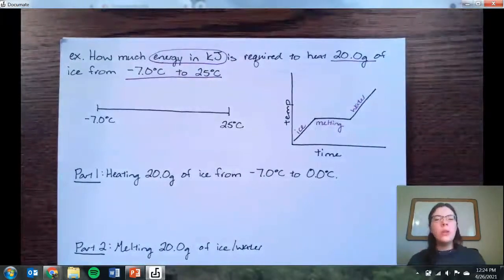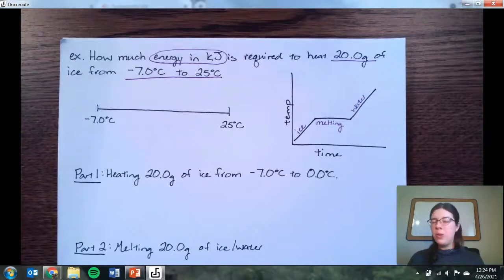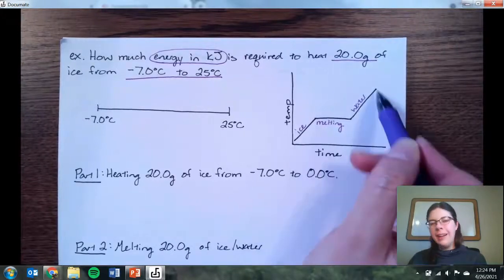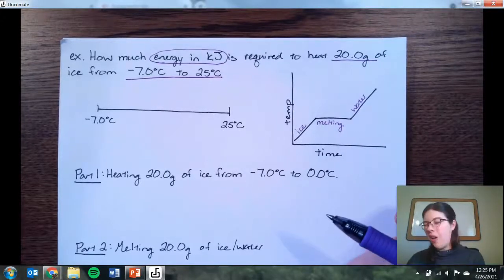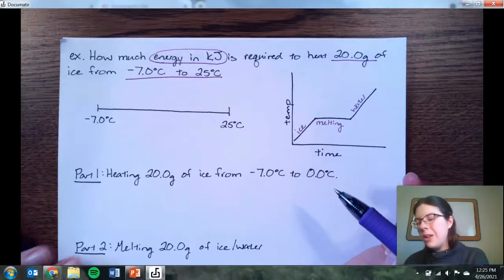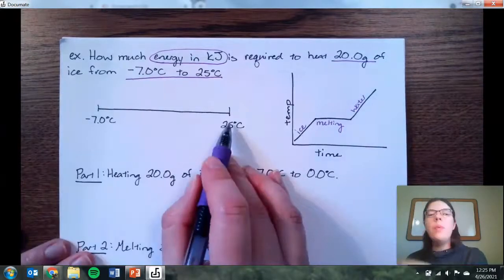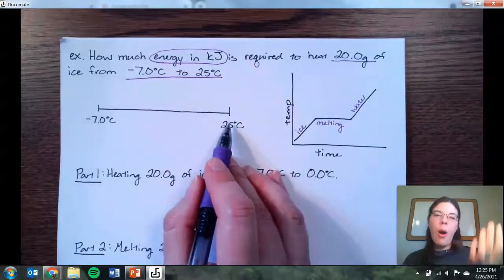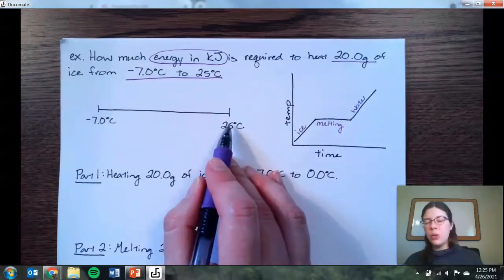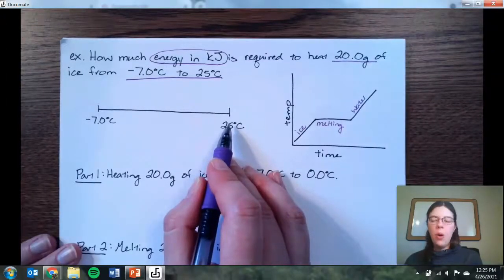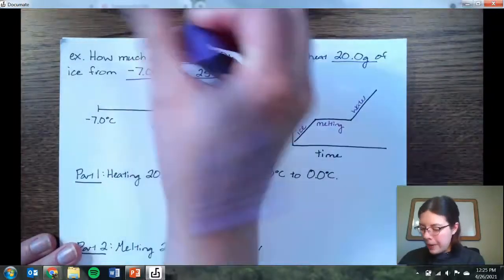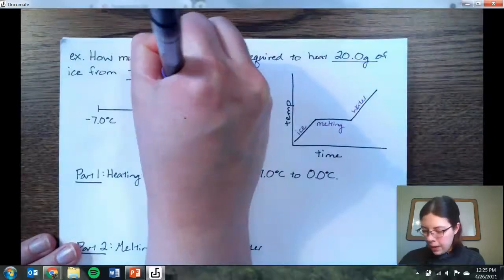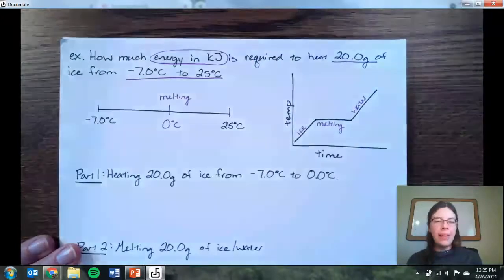So the first thing I want to do is go ahead and break down our problem into different parts. And there's actually two different ways you can do it. One is you can actually draw out that heating curve like we know it to be. Or if you want to save time and not have to draw all that graph out, sometimes I just kind of use a number line. So when you're doing this, you want to think to yourself, what happens to water between -7 degrees Celsius and 25 degrees Celsius? Well, hopefully you're saying at 0 degrees Celsius, we are melting. Okay, so that is one key thing.